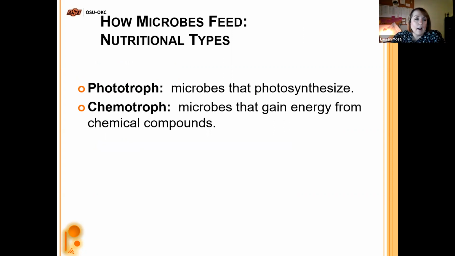Okay, so how microbes feed, the nutritional types. So we have the phototroph. Phototrophs are microbes that photosynthesize. I mean, go figure. Light, they get their energy from light. Chemotrophs are microorganisms that gain energy from chemical compounds. You have to be one or the other.